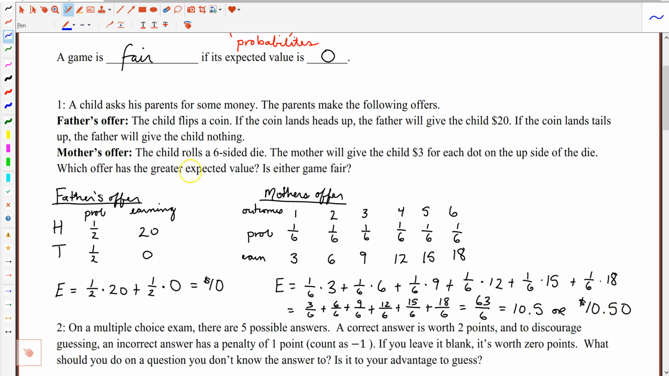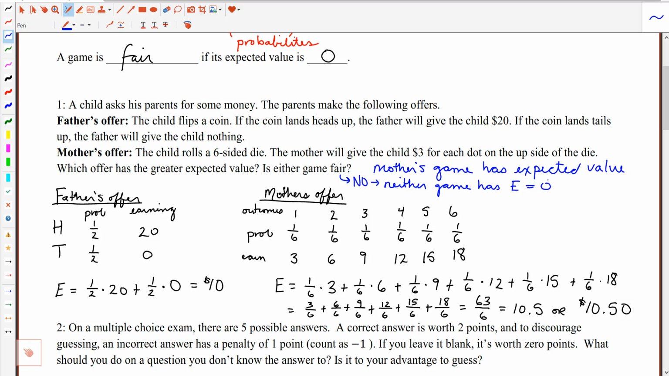So, which offer has the greater expected value? The mother's game has the greater expected value. Is either game fair? Well, a game is considered fair if the expected value is 0. So is either game fair? No. Neither game has an expected value equal to 0.